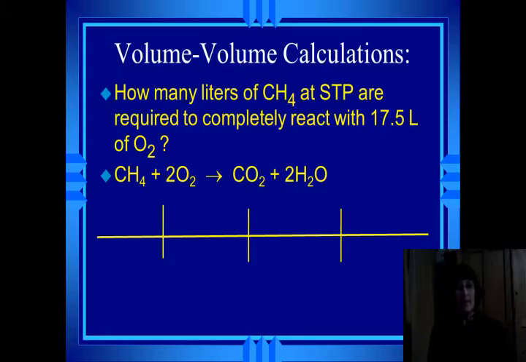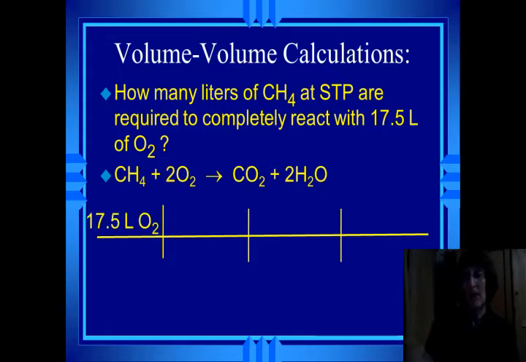Alright? STP. So, our question first starts out, how many liters of CH4 at STP are required to completely react with 17.5 liters of oxygen? Right, so we have to have a balanced chemical equation. So we've got the combustion of methane, and we've got a balanced chemical equation. It's like 1 mole of methane plus 2 moles of oxygen yields 1 mole of carbon dioxide and 2 moles of water. Alright, start off, write down what they gave us.